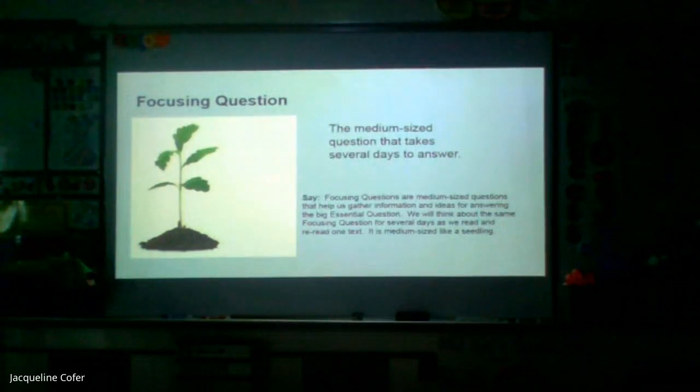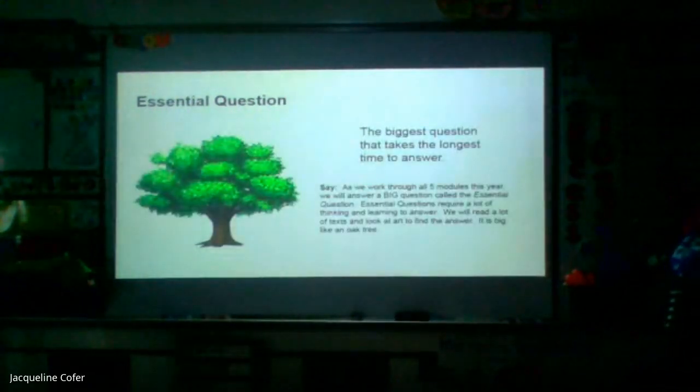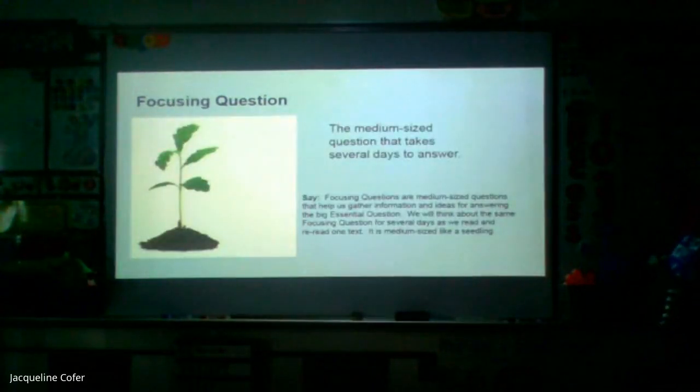These medium-sized questions help us gather information and ideas that help us answer the big essential question. So we will think about the same focusing question for several days as we read and reread one text. And the medium-sized question or the focusing question is like a seedling for the tree. Remember, the essential question was like the big live oak tree. The focusing question is like the seedling of the big oak tree.